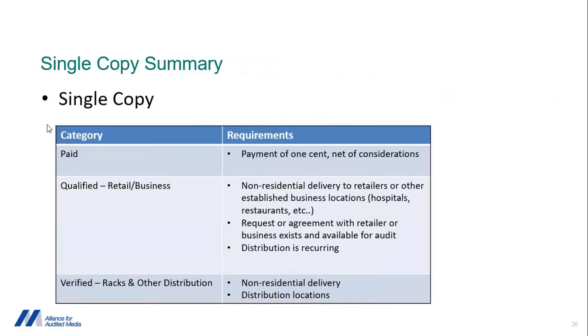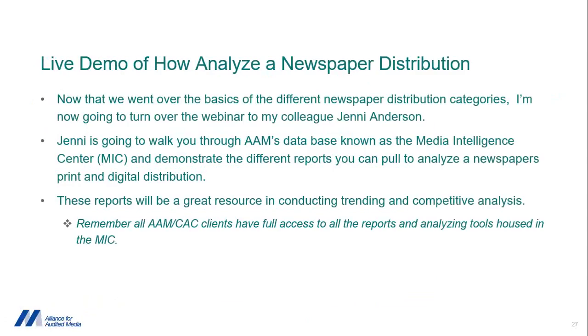Verified racks and other distribution. This is non-paid. This is where the publication has controls over where these racks are distributed. And these racks are usually located at a bus stop, at a supermarket, things of that nature. And we just need to know how many copies are in that rack and the day of distribution. So those are the reporting elements in a nutshell for newspapers.